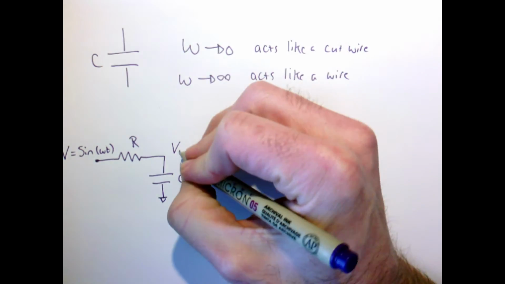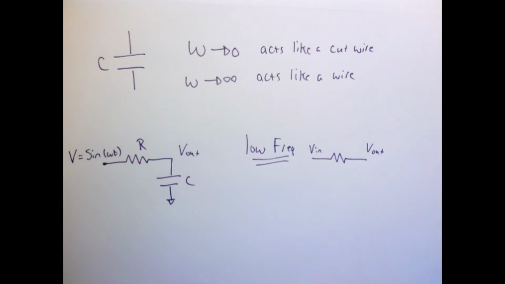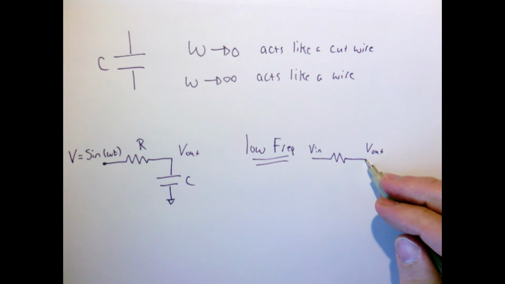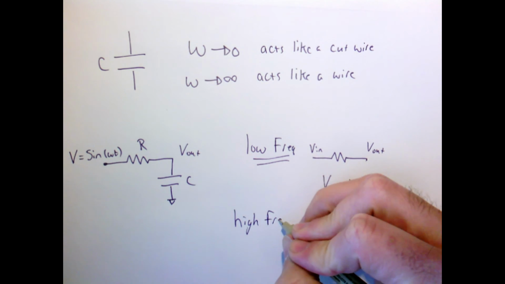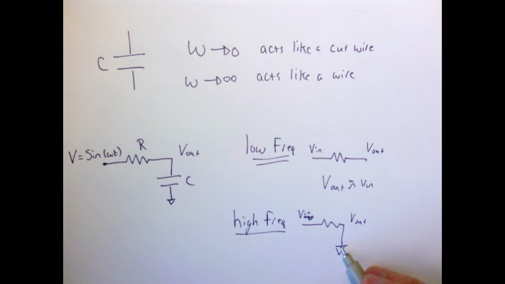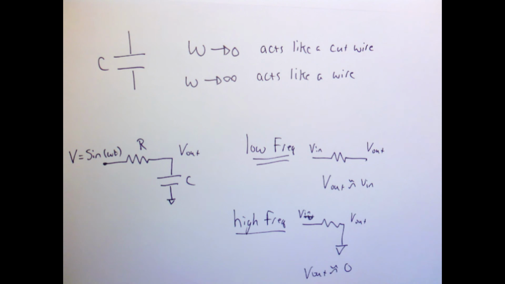Let's start with the simple low-pass filter. At low frequency, it's as though the capacitor isn't there, and so our output voltage is just floating because there's no current that's allowed to go to ground. Thus, V out equals V in, because there's no current flowing through here, so there's no voltage drop across the resistor. Our output voltage and our input voltage are about the same. At high frequency, our capacitor is like a wire, so it's as though we've shorted it to ground. So V out goes to about 0. And this is our behavior, right? Because this is a low-pass filter, so at low frequency, the output and the input are about the same voltage. At high frequency, the output voltage goes to 0.